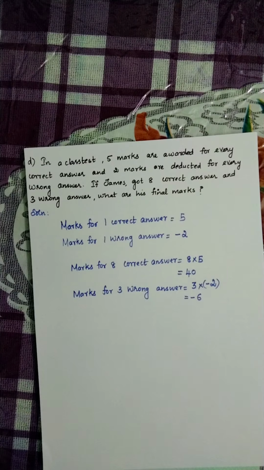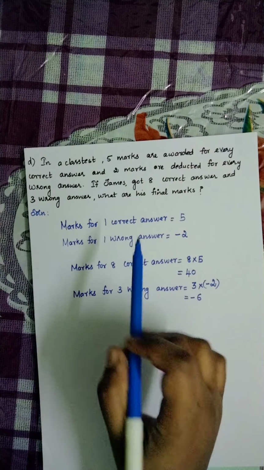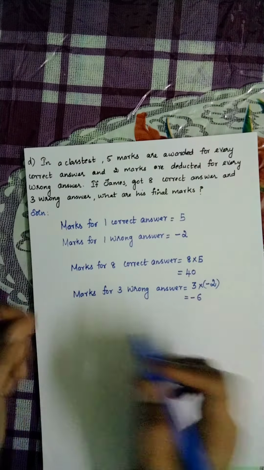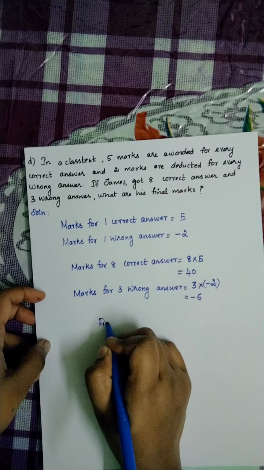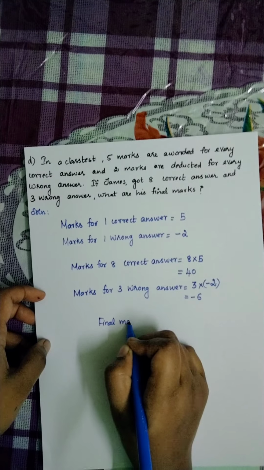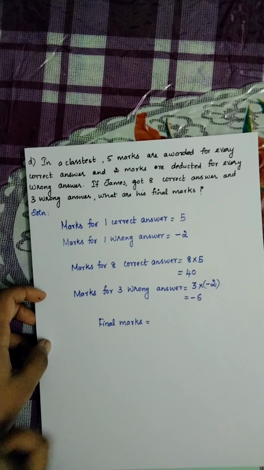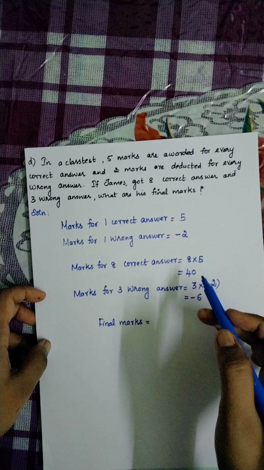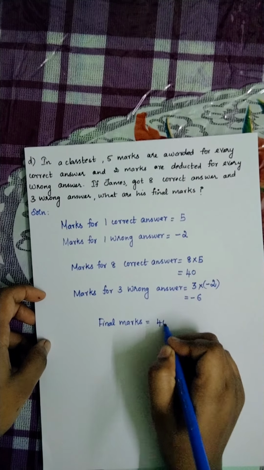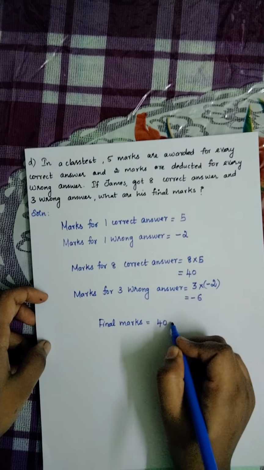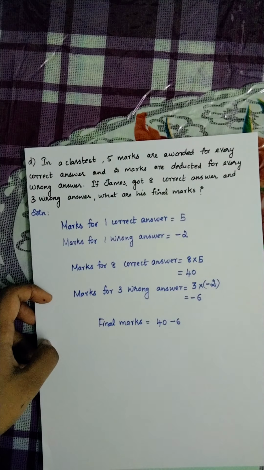So marks for 8 correct answers is 40. Marks for 3 wrong answers is minus 6. Next we are going to find his final marks. We are going to find the final mark of James. So final marks is equal to, how will you find the final marks? How many marks for correct answers? 40 marks for correct answers. And how many marks for wrong answers? Minus 6 marks for wrong answers.